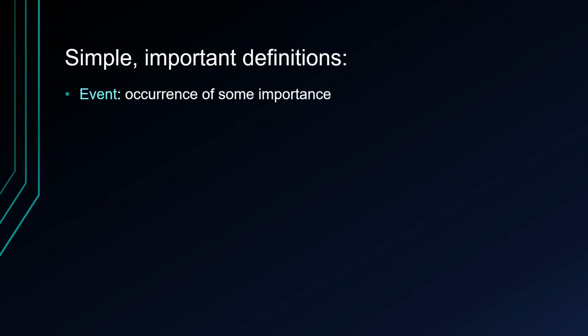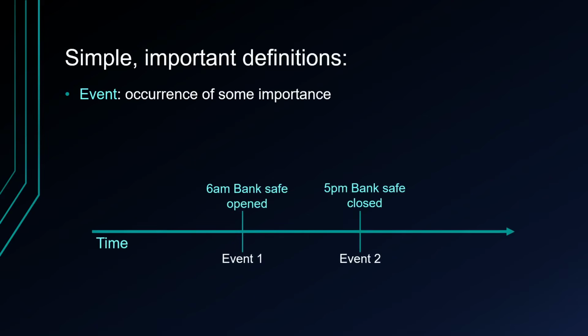It's something that happened. It's something that you may want to write down because you may need to refer to it later. Quick example, we have a timeline here. Event 1, at 6 a.m., a bank safe was opened, and then event 2, at 5 p.m., a bank safe was closed. Now, both of these are important occurrences that you need to log because you may need to review them at a later date.